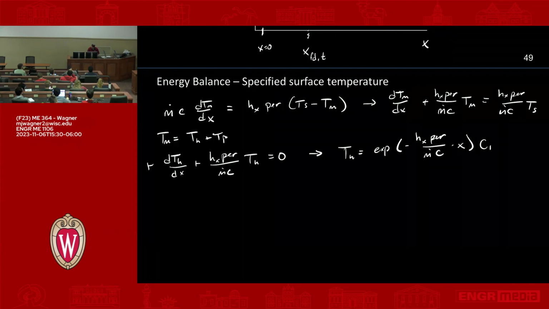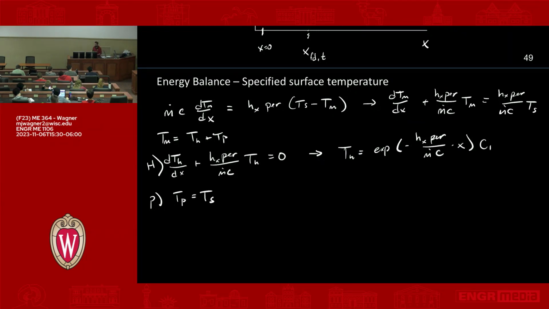This was the homogeneous solution. Now the particular solution, you can look at the original ODE on the top. We can guess that the right-hand side is a bunch of constants: h, perimeter, m dot c, Ts. Those are all constants. So let's guess that our particular solution is a constant. In doing so, we get Tp is equal to Ts.